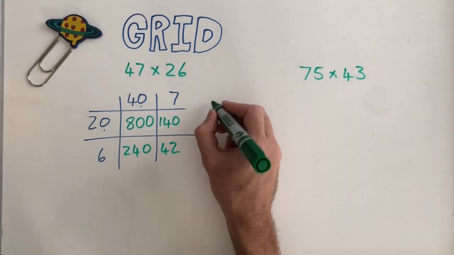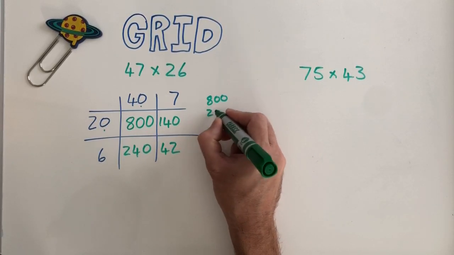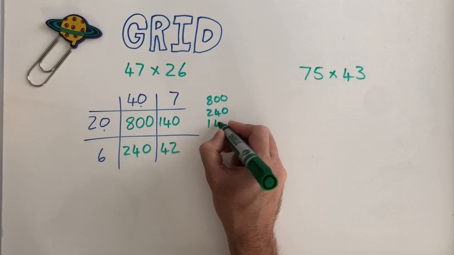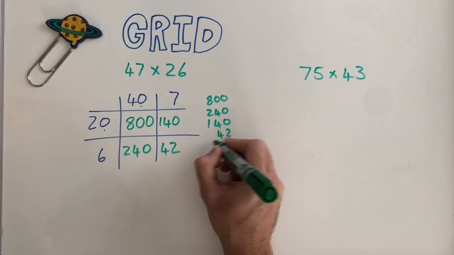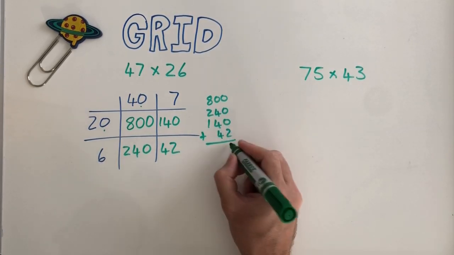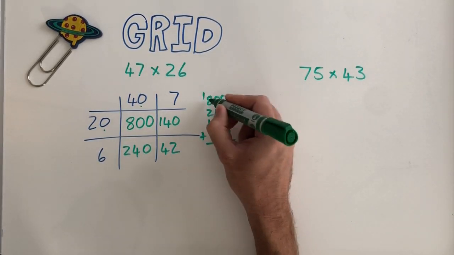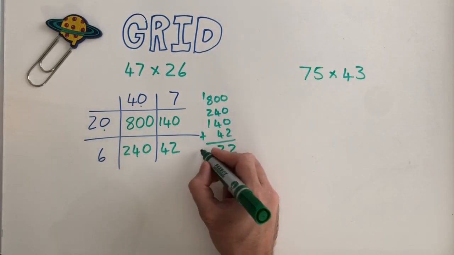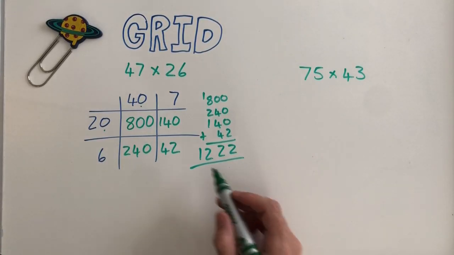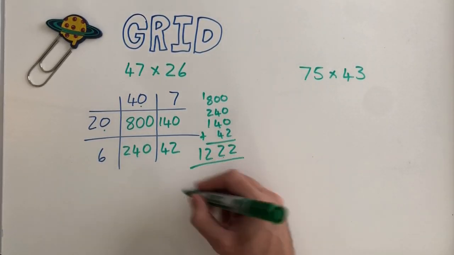And then I'm just going to add all these numbers. Let's take largest to smallest: 800 plus 240 plus 140 plus 42. Just going to add everything together. So 0 plus 0 plus 0 plus 2 is going to be 2. 4, 8, 12. Carry the 1. And then 8, 10, 12 again. So really simple: 1, 2, 2, 2. That's all we do.